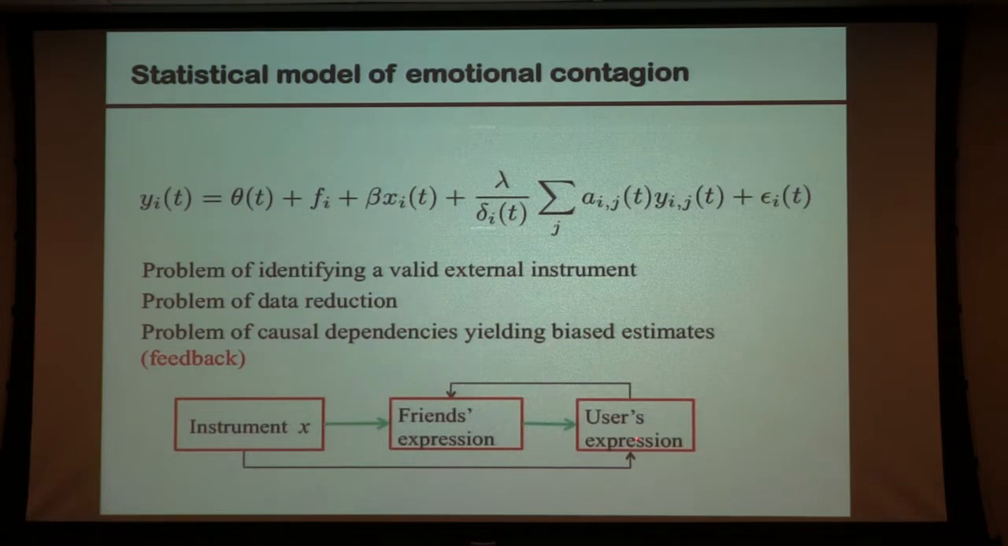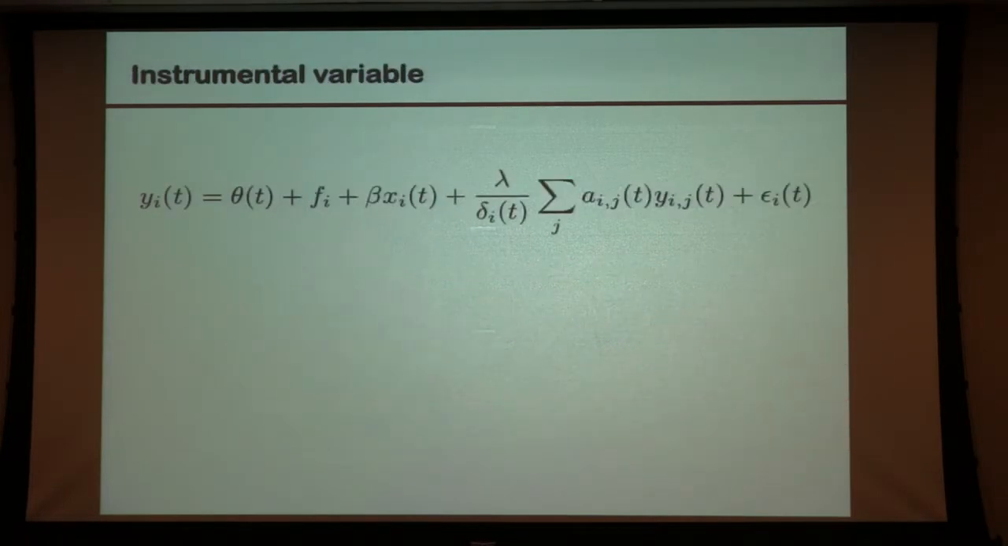And also, you yourself are influencing your friends back, and so on. So you have to be careful about breaking all these dependencies. So these are three problems. Let's look at each one of them in turn. The first problem is, what is the instrumental variable? Any ideas?